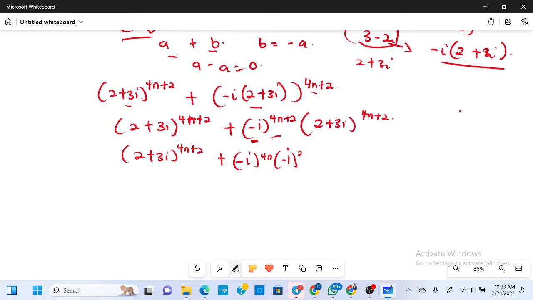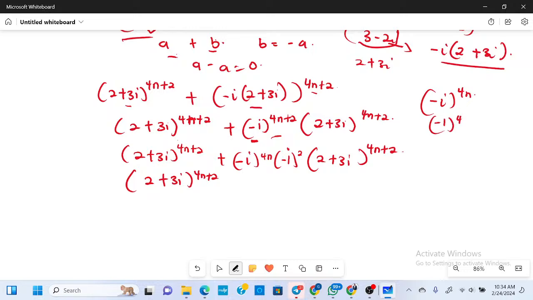So at this point, this whole expression is multiplying (2 + 3i) to the power 4n + 2. So we still simplify further. If you have (-i) to the power 4n, let's take that alone and analyze. (-i) to the power 4n, I can separate this as (-1) to the power 4n multiplying i to the power 4n.